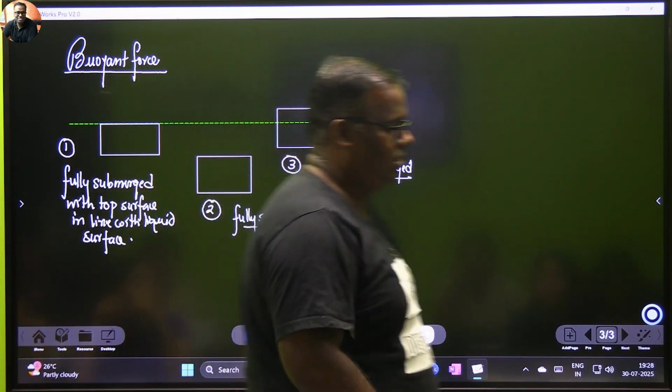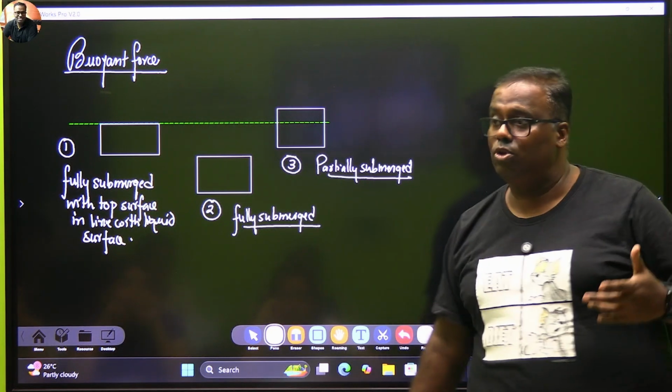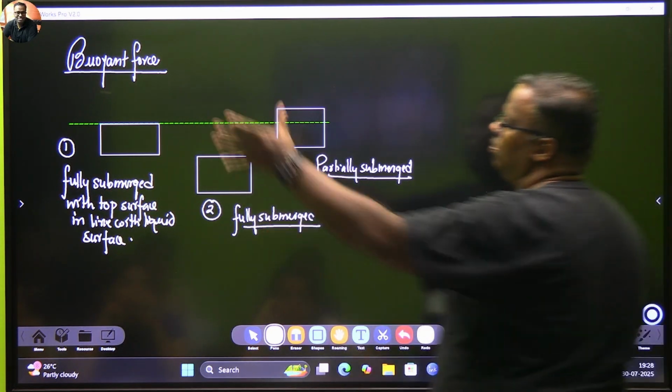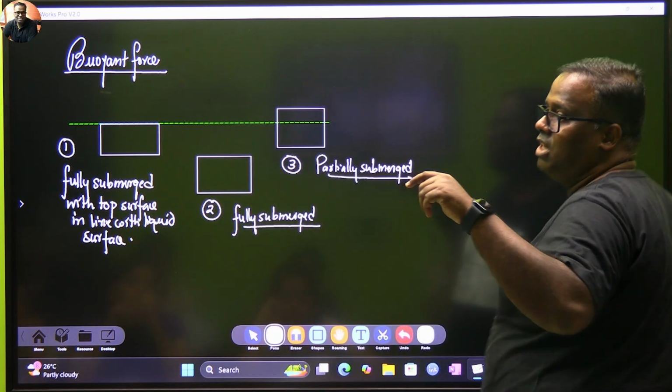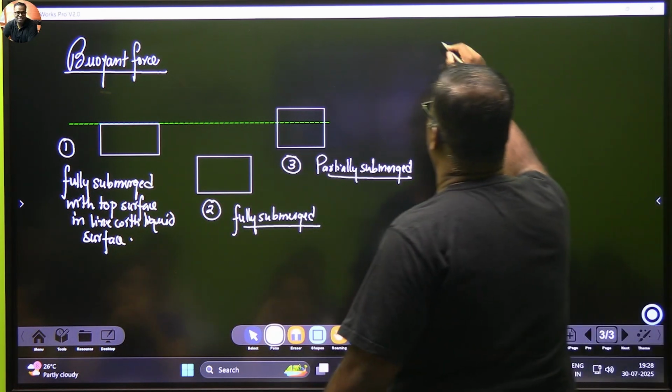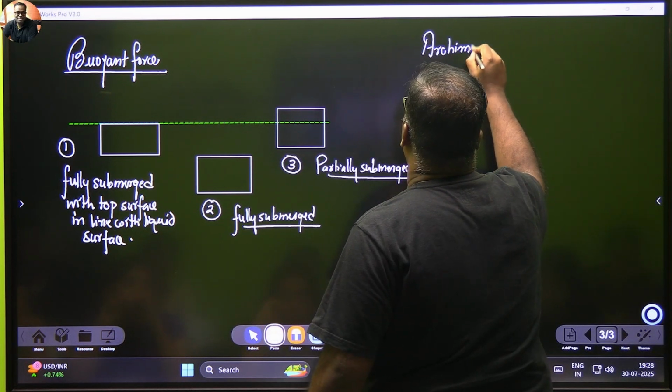Three criteria. These three criteria will give us three more things of understanding. Basically, when we study buoyant force, I gave you the expression, but that expression actually comes from something which is known as Archimedes principle.